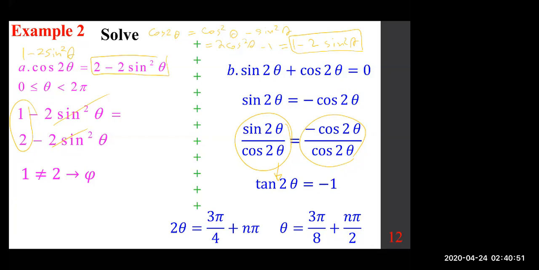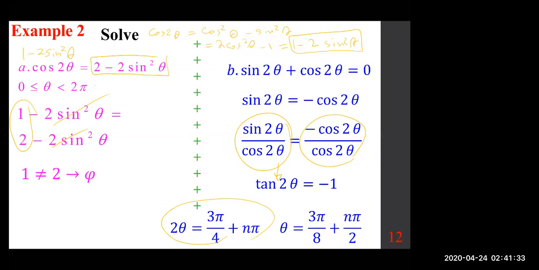All right. So what is the answer for 2 theta? If the question was from 0 to 2 pi, you could establish it with n pi and then divide by 2. But it's asking for a general solution. So 2 theta is 3 pi over 4, because remember, -1 means we are in the second quadrant or in the fourth quadrant. And when you add n pi, the moment you choose n equals 1, it gives you the other one in the fourth quadrant.